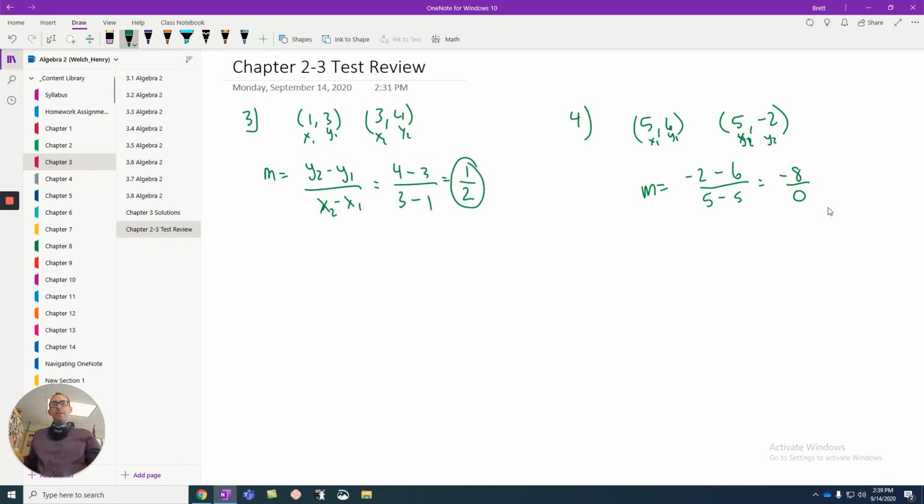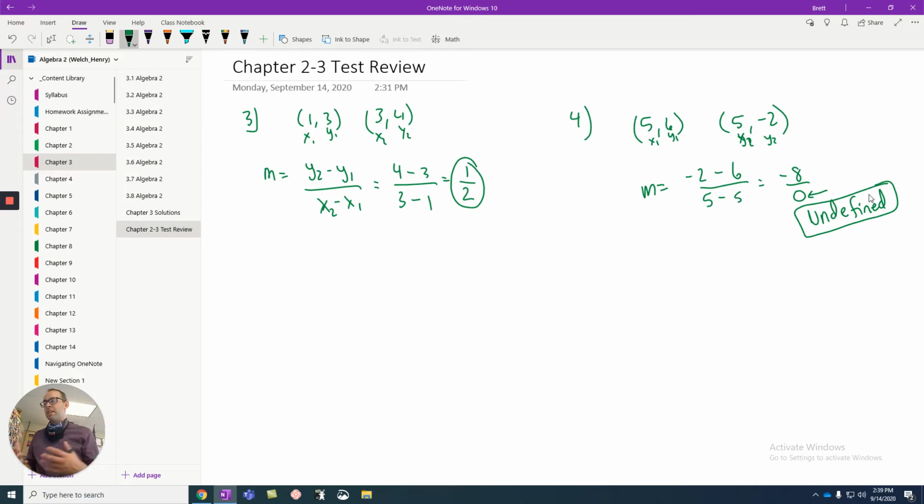If 0 is on top, it's just 0, and you can put that in your calculator and get 0, and there's nothing special about it. But when we have a 0 in the denominator, this means that it is undefined. The slope is undefined because the line is vertical. So the answer to a question like that would just simply be undefined.